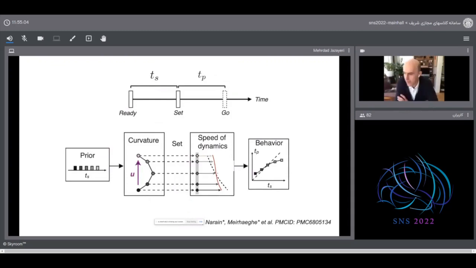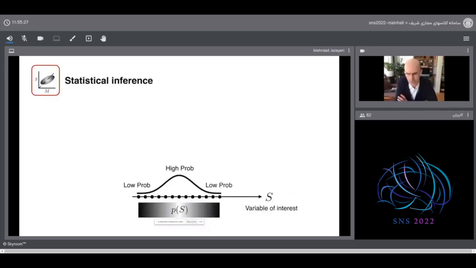So all in all, we had a pretty nice match between the neural data and our hypothesis, which consists of the prior leading to a curvature, leading to warped initial conditions, leading to biased speeds, and finally leading to regression to the mean behavior. So stepping back for a moment, what have we learned about statistical inference through this computation through dynamics framework? Well, stepping back from timing, I want to tell you what seemed to be a principled way of thinking about this.